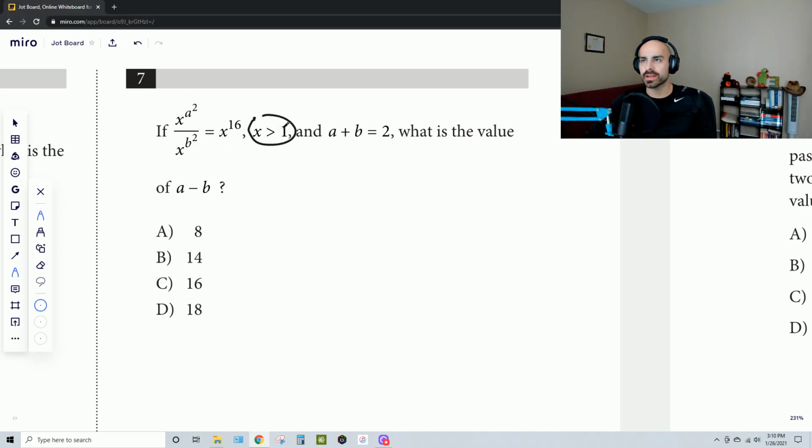And then we know x is greater than 1. The only reason they're saying x is greater than 1 is because they don't want you to say this is 0 and then the whole thing is undefined. Other than that, this is not useful information. And then a plus b equals 2.